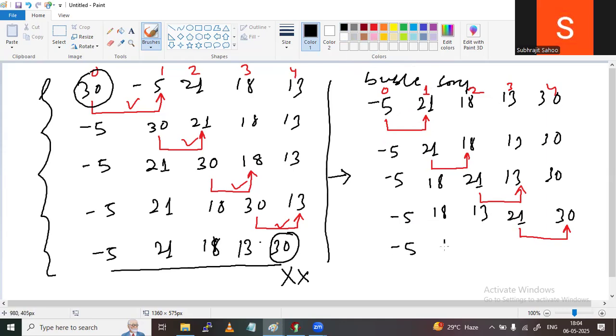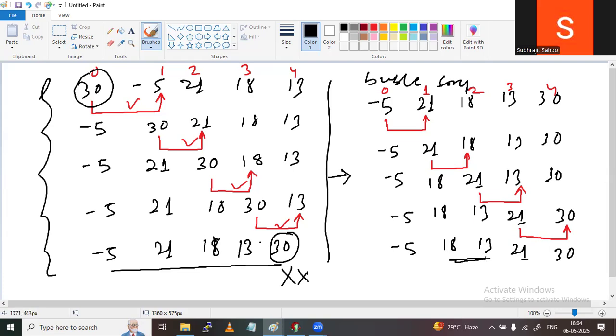So minus 5, 18, 13, 21, and 30. I got that. But is it the correct answer? No. See, there is a problem. 13 should come here and 18 should come there, right? Then that means I have to repeat the same steps once again.